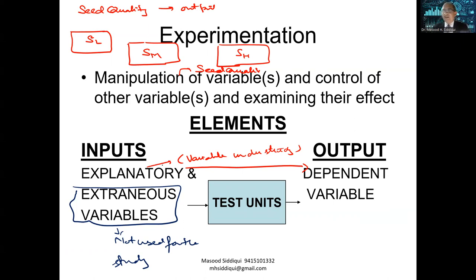Now, both the explanatory variable as well as the extraneous variable have an impact on the test unit. It can be human or non-human. And here we get the dependent variable. So this is known as an experiment, right? We are deliberately changing the explanatory variable, like here, seed quality, and we are keeping the other variables, the extraneous variables, constant. So we are controlling the effect of other variables and we examine the effect. Okay. So this is known as experimentation.